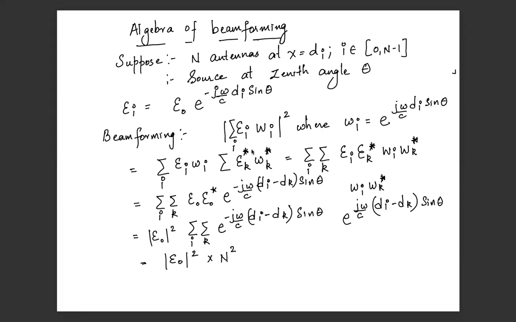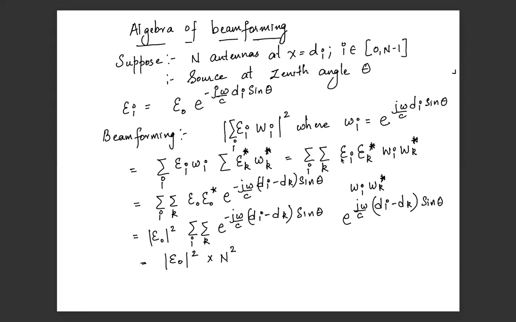Beamforming again is basically this expression, and it's an absolute value square of a complex quantity. So I can always write it as that quantity multiplied by its own complex conjugate, which I've written here. Now I get a double summation where i and k both run from 0 to n minus 1, E_i, E_k conjugate, and the complex phasors W_i and W_k conjugate.